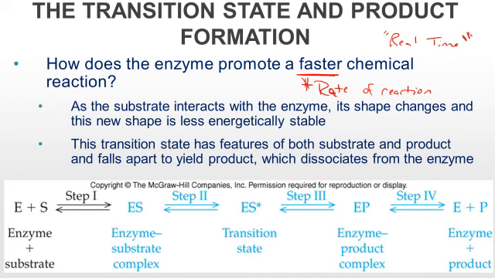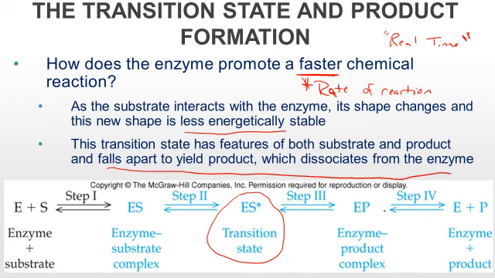Okay? So as the substrate interacts with the enzyme, its shape changes. So as you saw in that little animation, it changed the shape of the substrate, and its new shape is less energetically favorable. We saw that in that sucrase animation. It opened up sucrose so the water could attack it and hydrolyze it. The transition state has features of both the substrate and the product, so it's kind of this intermediate state right here. It's not quite substrate, it's not quite product. And once again, this transition state falls apart to yield the product, which then will disassociate from the enzyme.